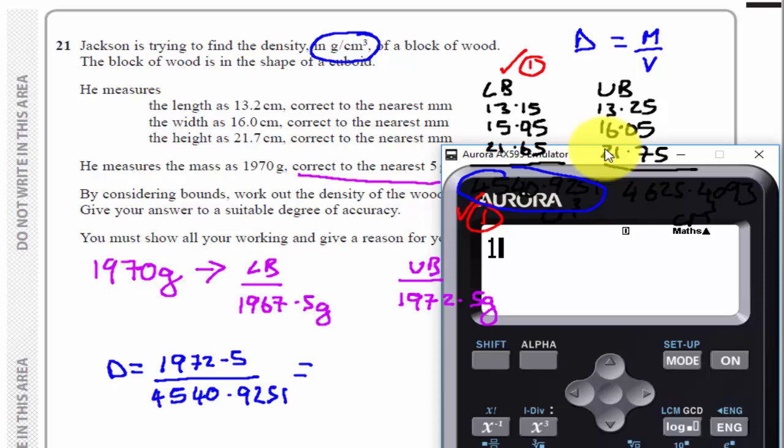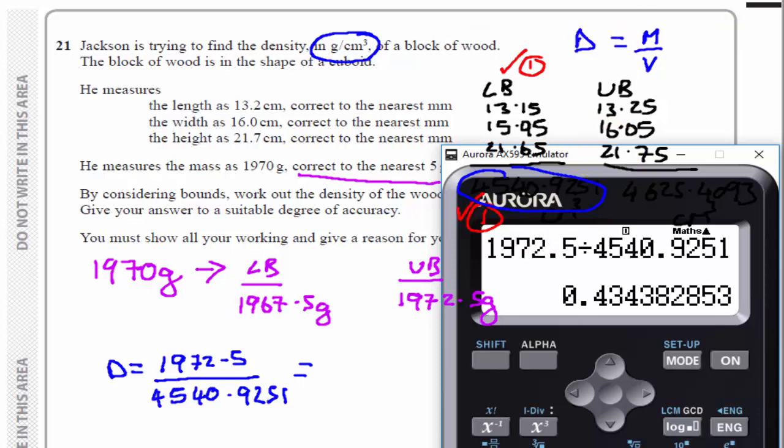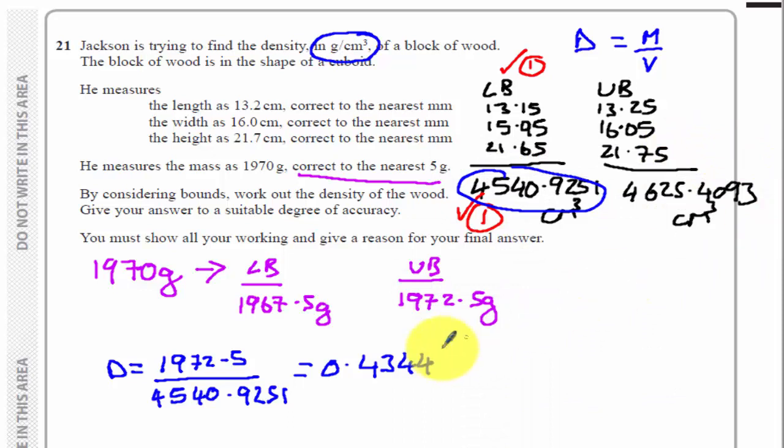So let's take a look at what we get. We need 1972.5 divided by 4,540.9251. And we get 0.4344. I've just rounded this 8 up to go to 4 decimal places. Grams per centimetre cubed. So that's the maximum possible density. When I get to this point, I have my third mark.